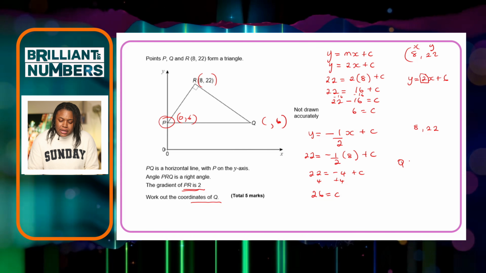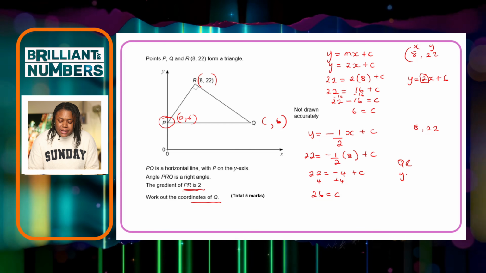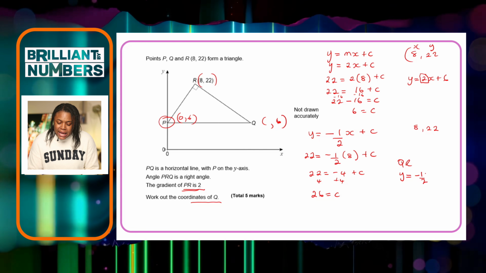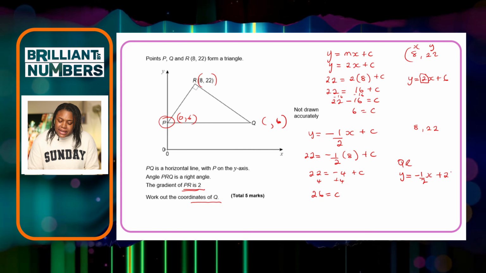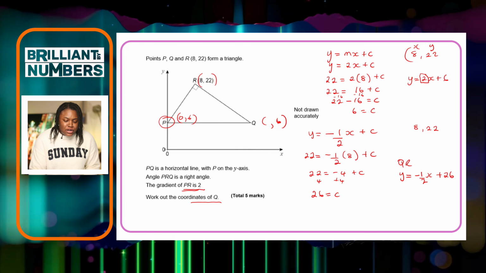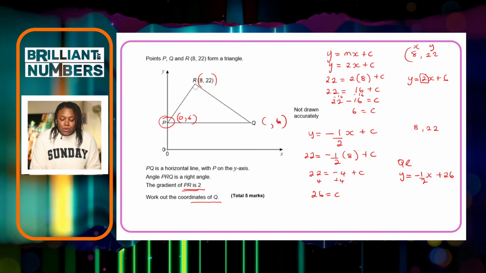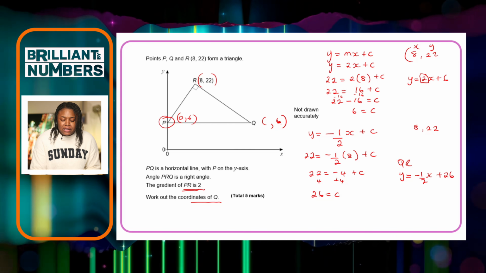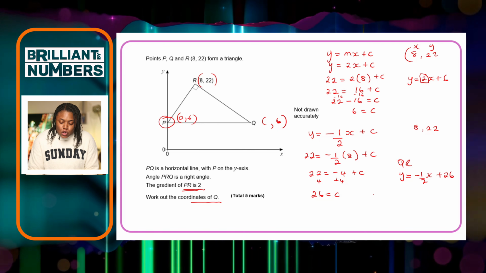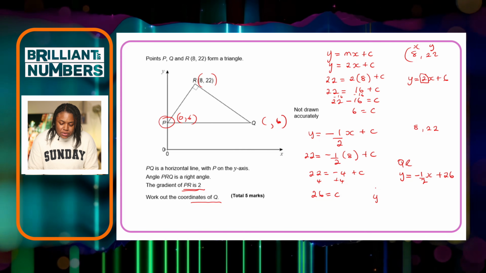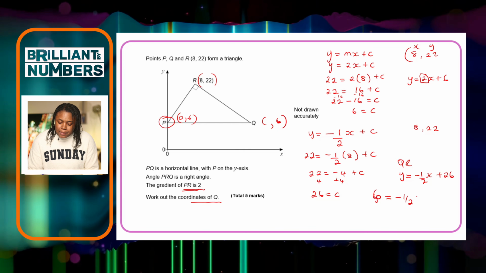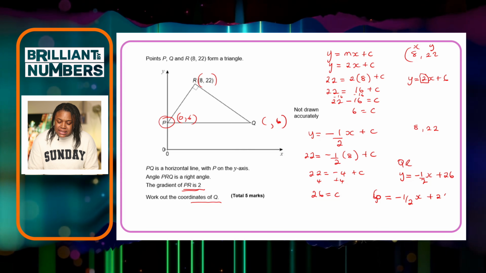So the equation of QR is y equal to negative a half. Remember, its gradient is the negative reciprocal. x, plus the y-intercept is 26. So now I know that, and I know the y-coordinate here. I'm going to substitute the y-coordinate of Q into this to find the x coordinate. Let's go. So y equal to, so 6 is equal to negative a half x plus 26.